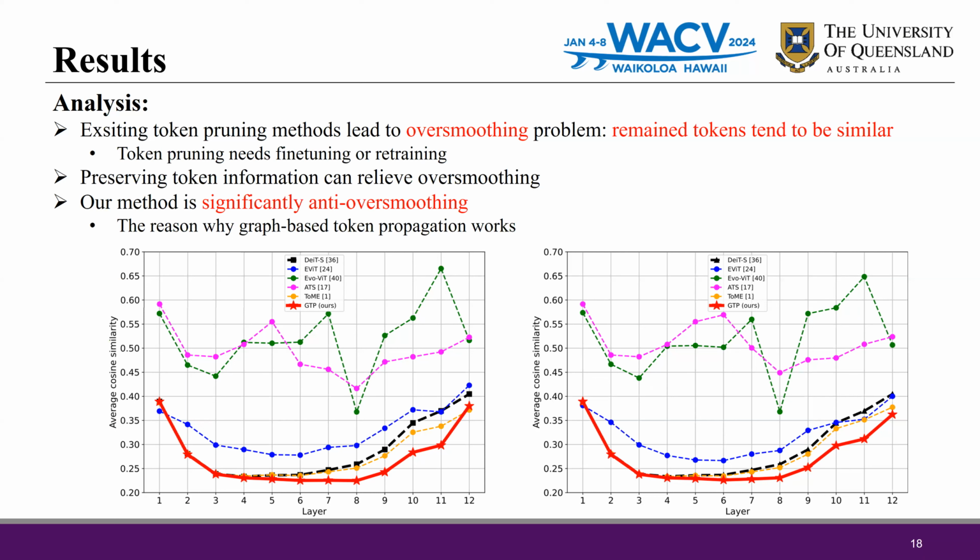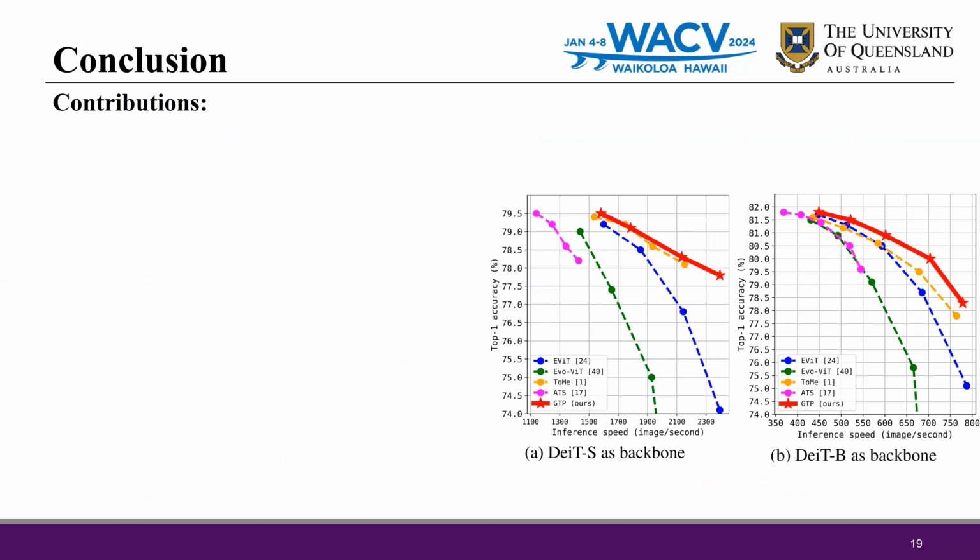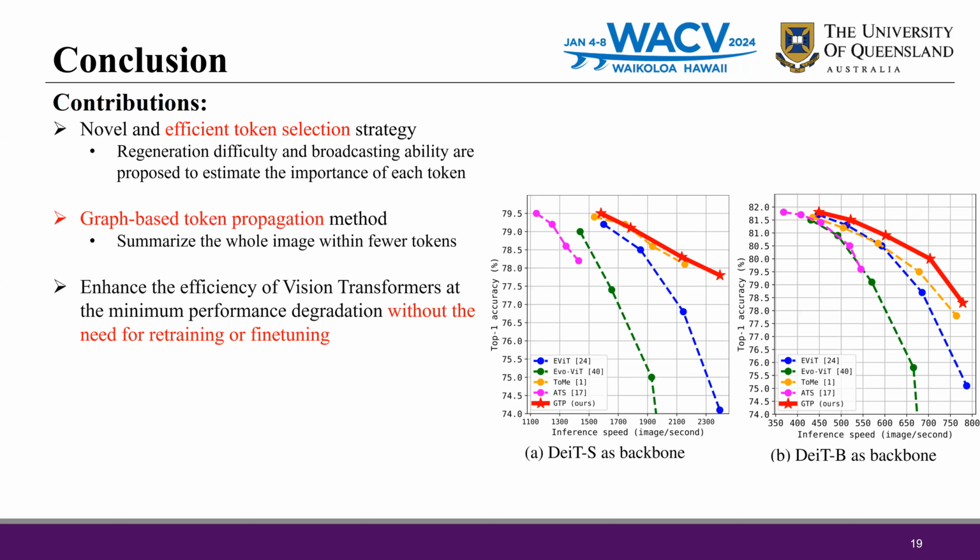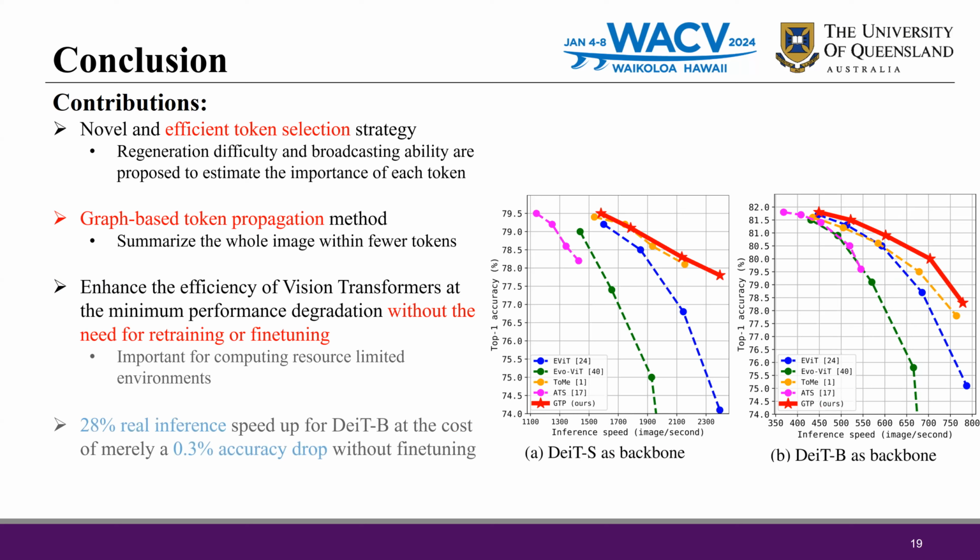There are more experimental results and analysis in our main paper and appendix that are not covered in this presentation due to time limits. We recommend you to read our paper. Here's the contribution of our work. We propose a novel and efficient token selection strategy, and we propose a graph-based token propagation method to summarize all the image tokens. Our method enhances the efficiency of vision transformers without the need of retraining or fine-tuning.